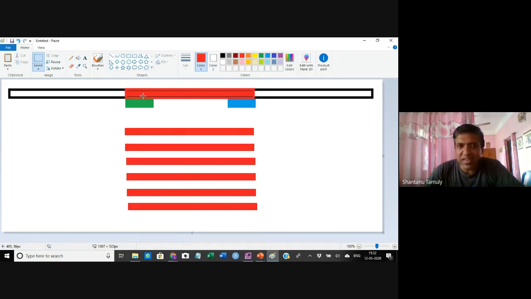It is possible that in some individuals, the part of the DNA where the primer binds may be highly different, or it may have variation. So in that case, if this part of the DNA where the primer binds is different from what you expected, what will happen? Your primer will not bind properly, so amplification will be less.